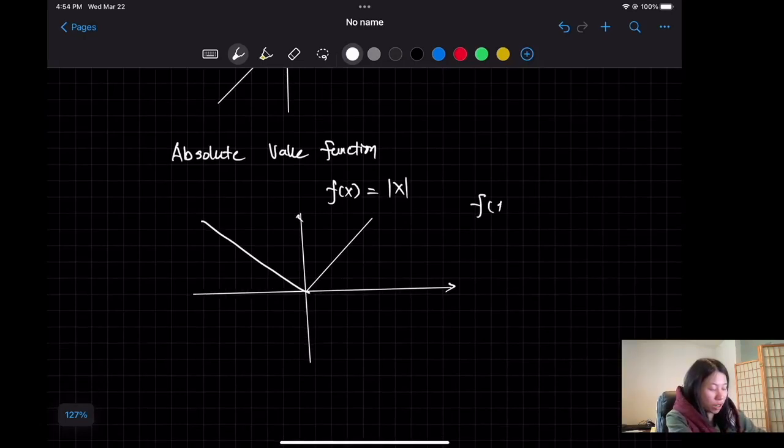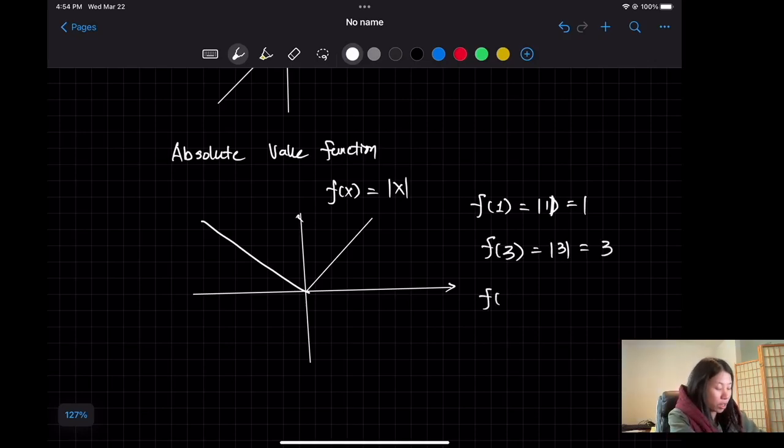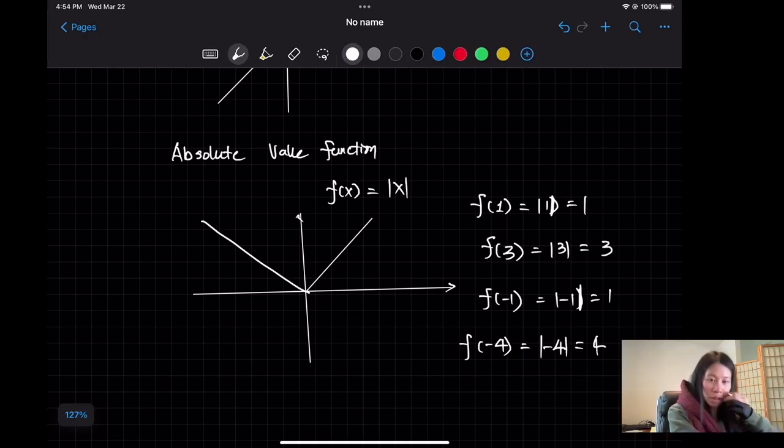Because if you put in 1, the absolute value of 1 equals 1. f(3), the absolute value of 3 equals 3. But if you put in -1, the absolute value of -1 equals +1. And if you put in -4, the absolute value of -4 equals 4.